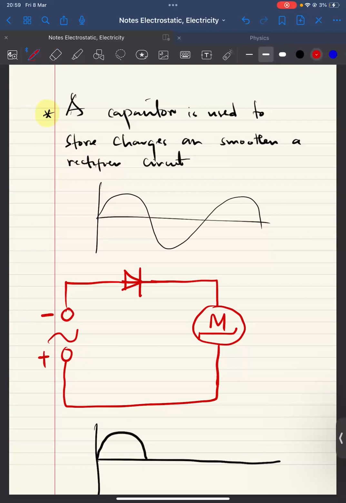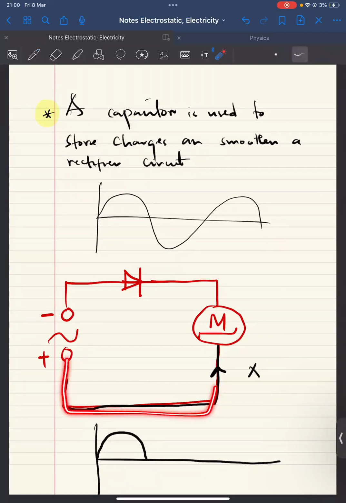Now, in the second half, when the current changes direction, because we said AC changes direction, where this is negative and this is positive, do you think current will flow, Faris? No, sir. The current will not flow because the diode is reverse biased. So this second half will not be there.